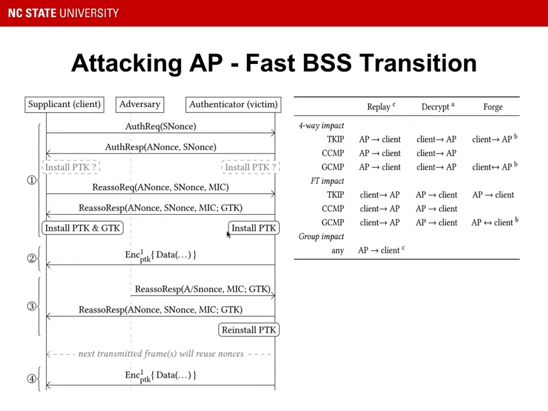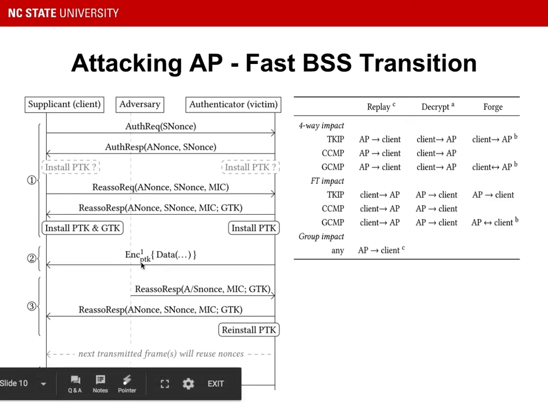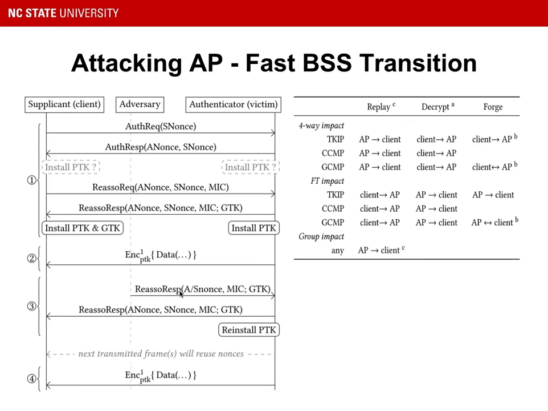Finally, there's a case of attacking the AP fast BSS transition. Fast BSS transition was added by 802.11r in order to reduce roaming time when a client moves from one AP to another in the same protected network. While this handshake is very similar to the four-way handshake, it is important to note that none of the messages contain a replay counter.